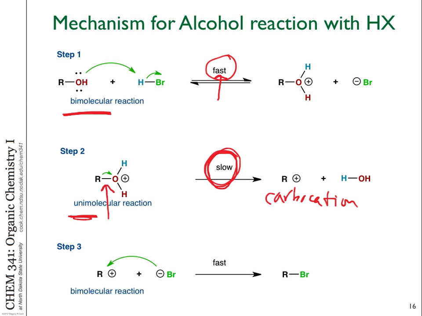Okay. And then the third step in this reaction, also a bimolecular reaction because we're combining 2 molecules, a carbocation intermediate and a bromide intermediate, and forming a bond. And that's faster than that middle step. Okay, so 3 steps in this process. And we can take a look at those all and look at each step in their energy profiles.